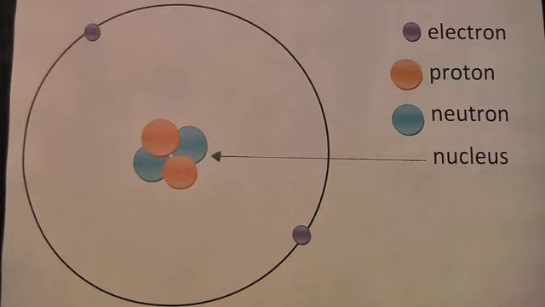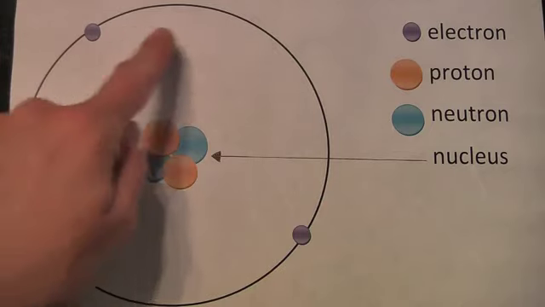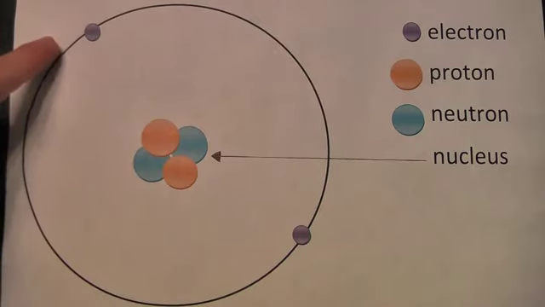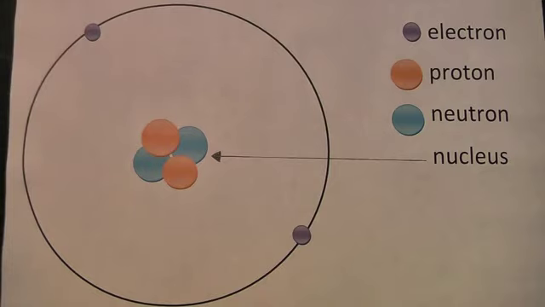Rutherford conducted the gold foil experiment and created the nuclear model, but then Mr. Bohr came along and he introduced the idea that electrons orbit the nucleus like planets orbit the sun. These orbits are quantized. Now what does quantized mean? It means there is no in-between.